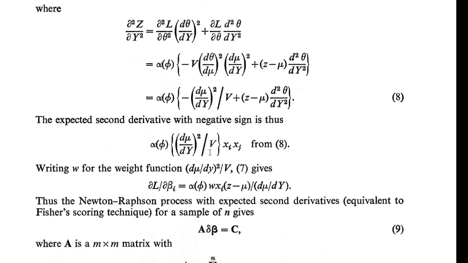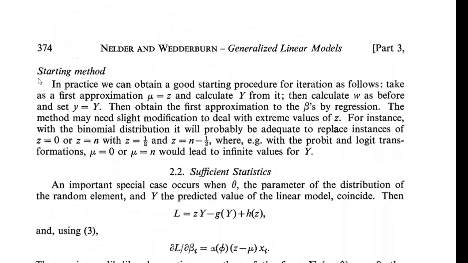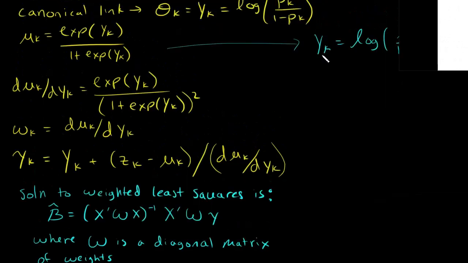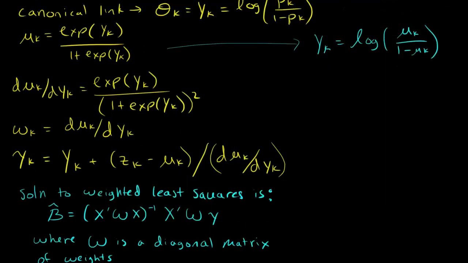I'm going to go ahead and pull up the paper, and I want to go to the right section. So this is the section we want to be reading through when we're coming up with our algorithm. Okay, so first we need to do is take your first approximation for mu equals z and calculate y from it. So that's why it's important that we know. Let me move this up. So we'll take mu equal to z, and then we'll calculate y. So that's why we need to know this relationship here.